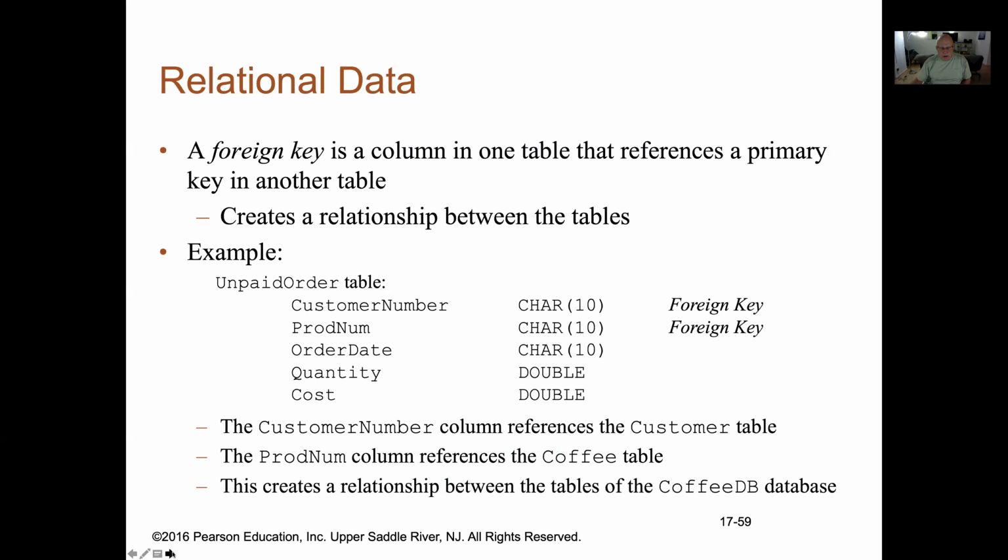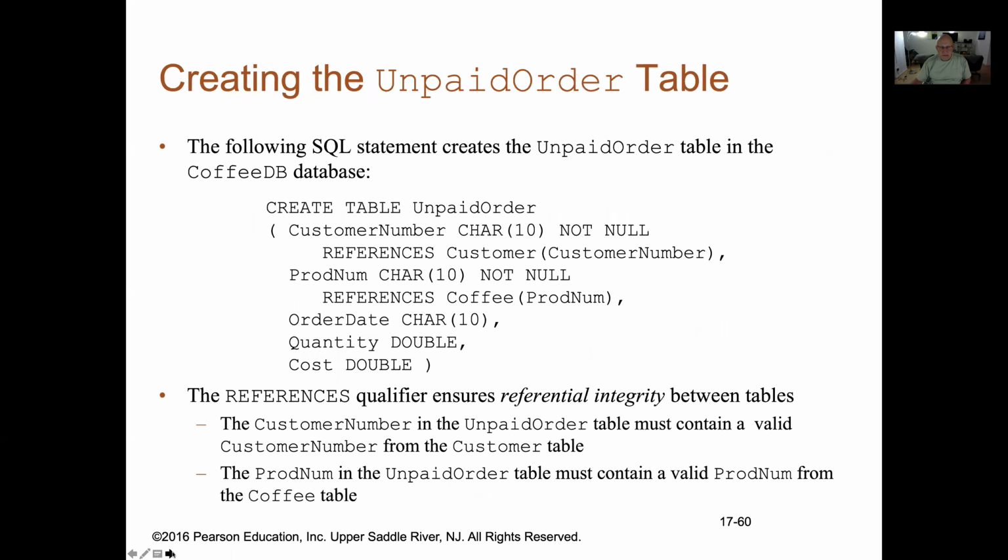So for example, the unpaid order table: customer number is a foreign key, product number is a foreign key, order date, quantity, cost. So this following statement creates the unpaid order table in the coffee database. So if you want to search for unpaid orders, you look in the table unpaid order, and you look for the customers that have not paid, the order date, the quantity, and the cost.